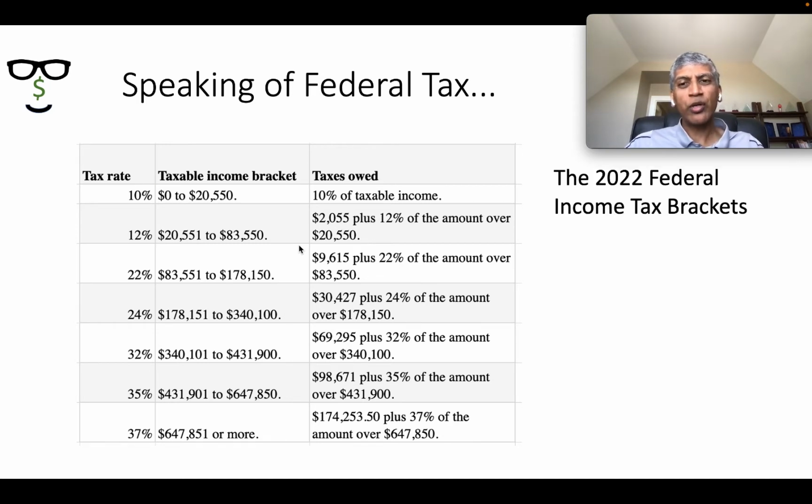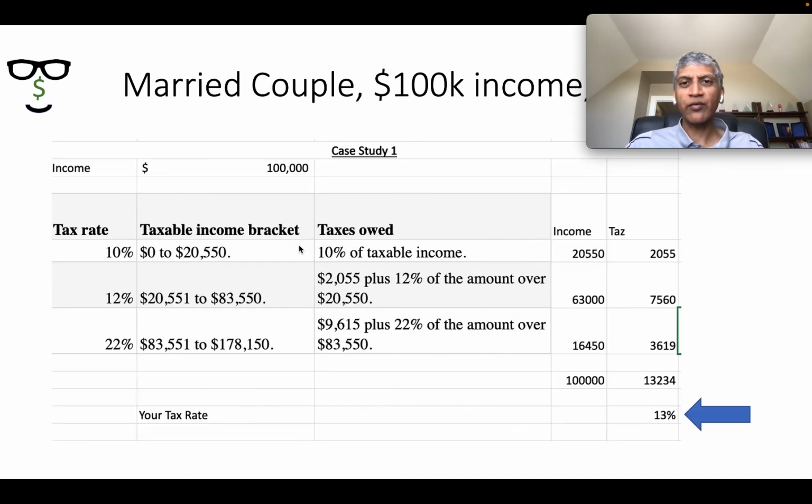And we're going to use the 2022 federal income tax brackets in order to do that. Suppose there was a married couple who filed jointly, and they reported $100,000 in taxable income. The first $20,000 of income would be taxed at 10%.